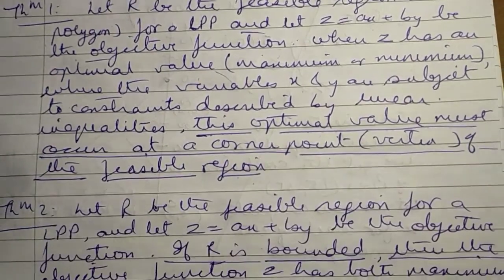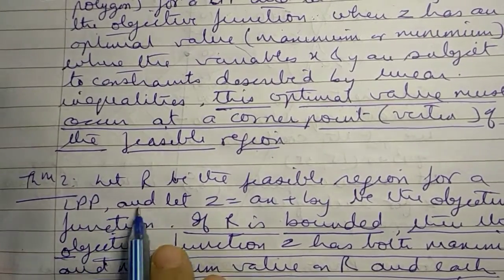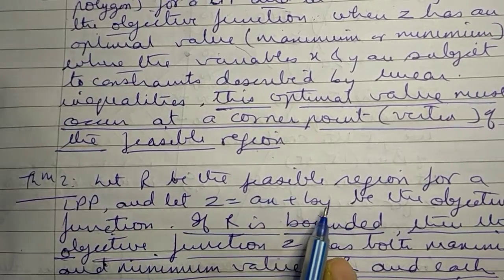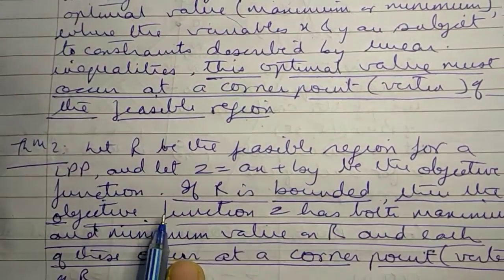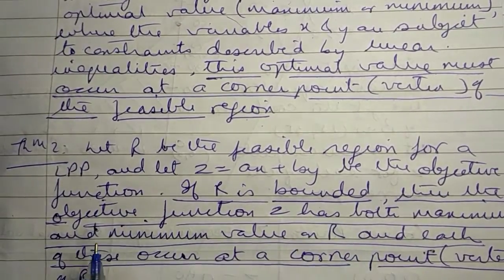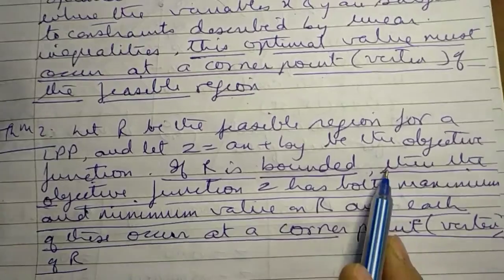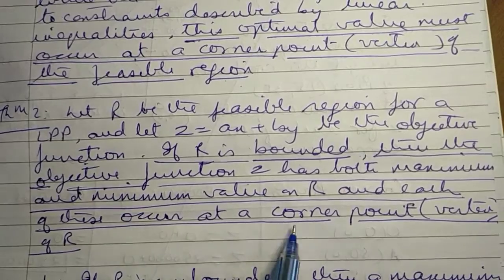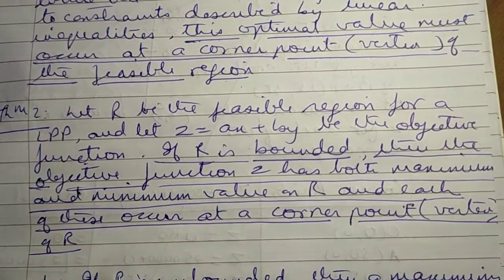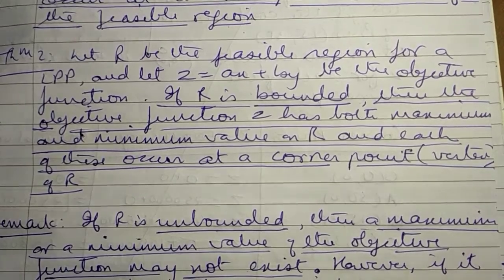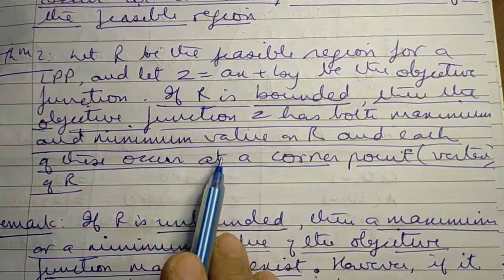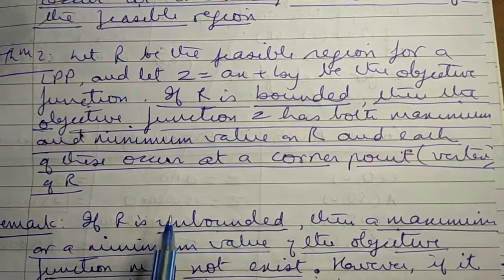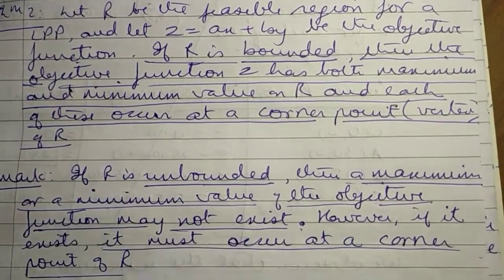of the feasible region. Theorem 2 says that let R be the feasible region for a LPP and let z equal to ax plus by be the objective function. If R is bounded, then the objective function z has both maximum and minimum value on R, and each of these occur at a corner point or the vertex of R. Now, let us first discuss the terms which we have introduced here, that is bounded and unbounded solution, and also corner point. So let's see what they mean.